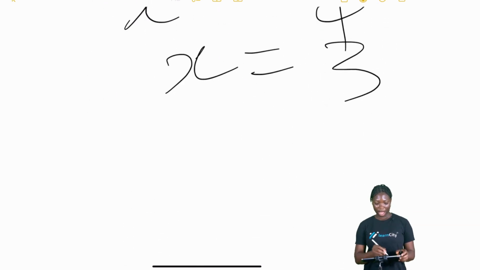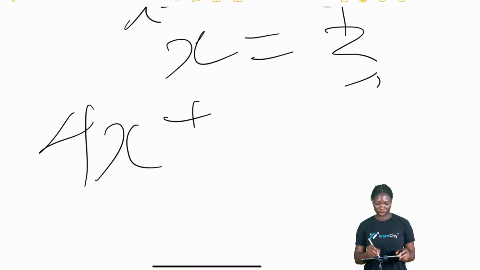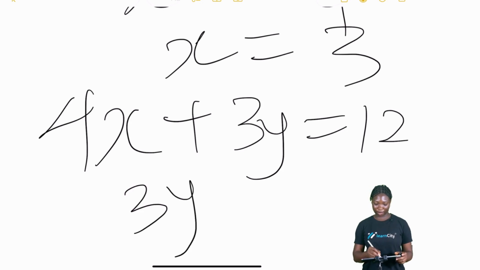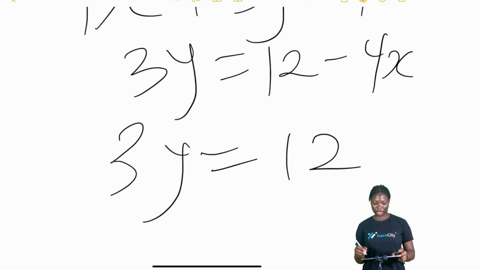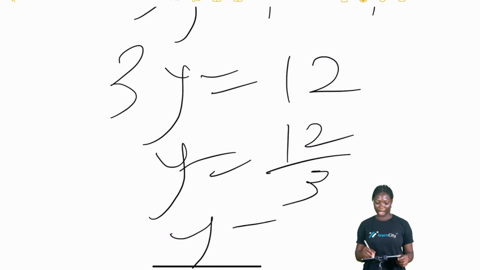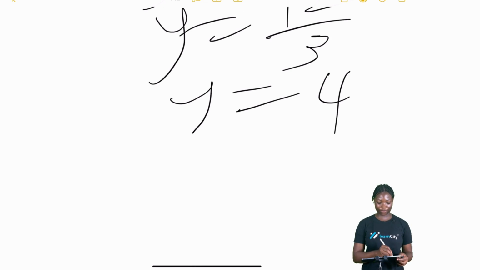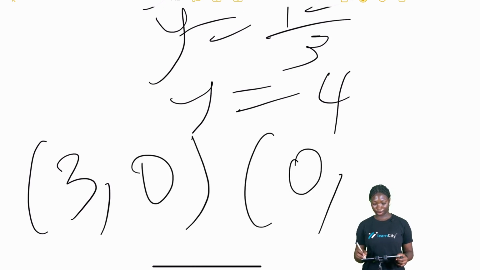So we have 4x plus 3y equals 12. So 3y equals 12 minus 4x. Where x is 0, we have 3y equals 12, and y equals 12 over 3, which is 4. So our x is 3, and our y is 4. So we have the points (3, 0) and (0, 4).